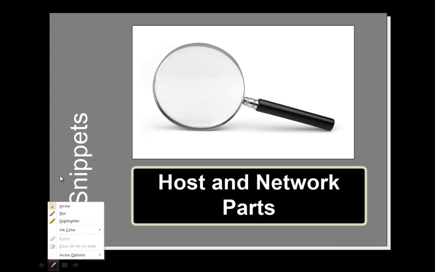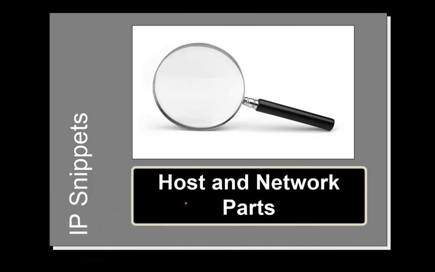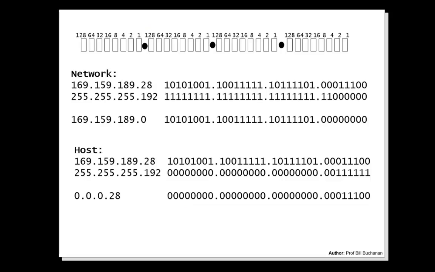So let's have a look at how we can analyze the host and network parts of an IPv6 network address. Okay, so this shows an example. We might have a network address such as this. When we translate that into its binary format, it ends up like this. And then we'll take our subnet mask.